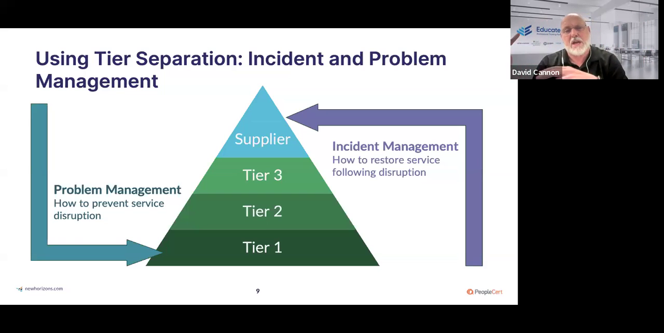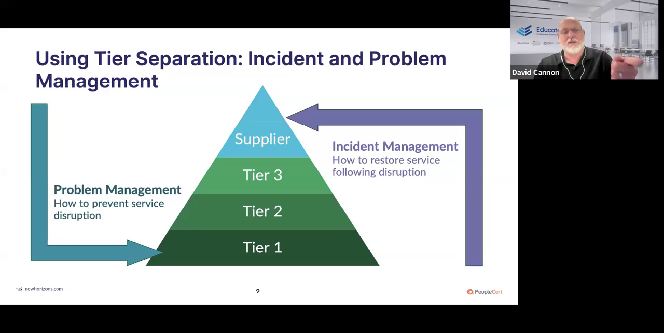The focus of incident management is how do you restore service following a disruption? The focus of problem management is how do you prevent service disruption? So problem management is more proactive. Incident management is more reactive. I say more, not totally, right? More. Both of them depend on incident records being accurately and completely captured.